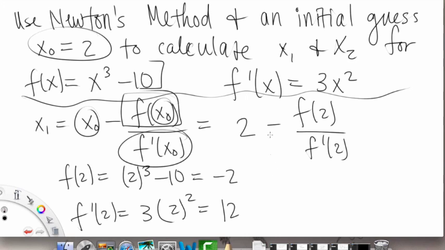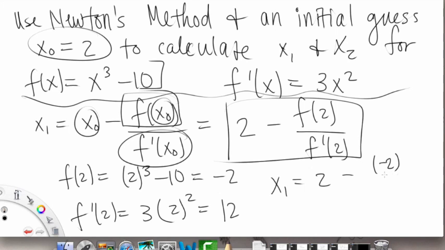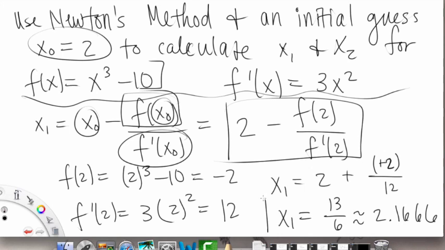Now, when we plug those in, we get x sub 1 equal to 2 minus negative 2 over 12. These negatives cancel out, so we get plus. So 2 plus 2 over 12, which is 2 plus 1 over 6. That turns out to be x sub 1 equal to 13 over 6, which is about 2.1666. Keep this in mind. This is our x sub 1, and we're going to need it for our x sub 2.